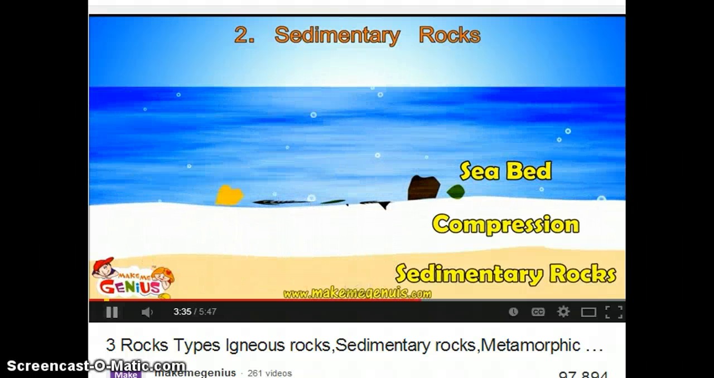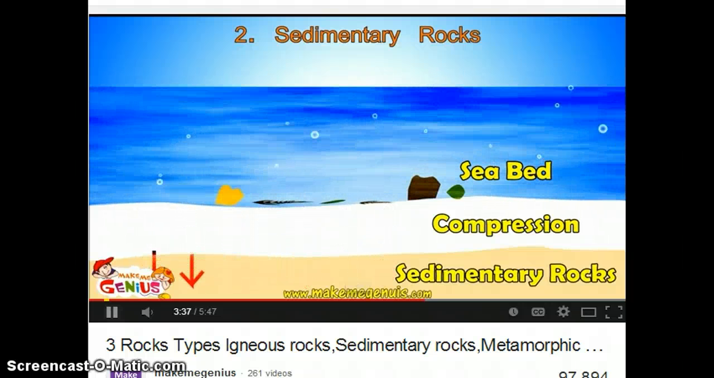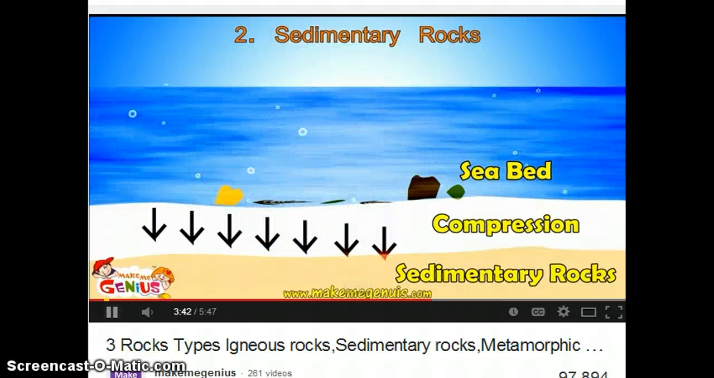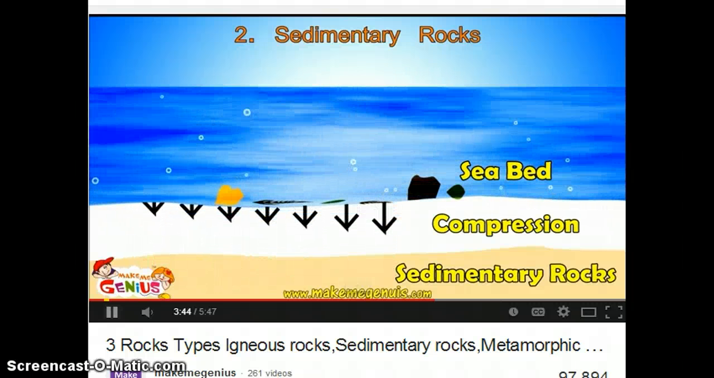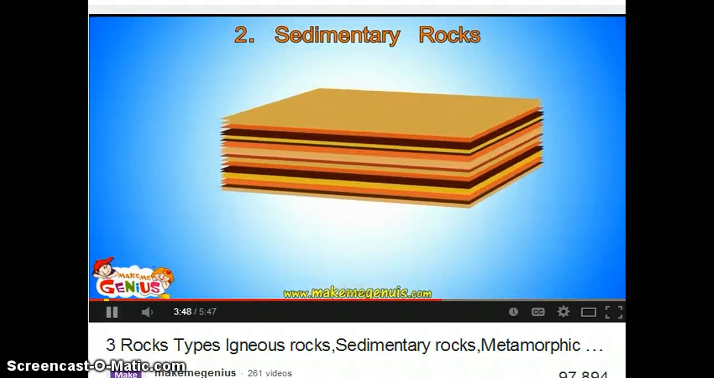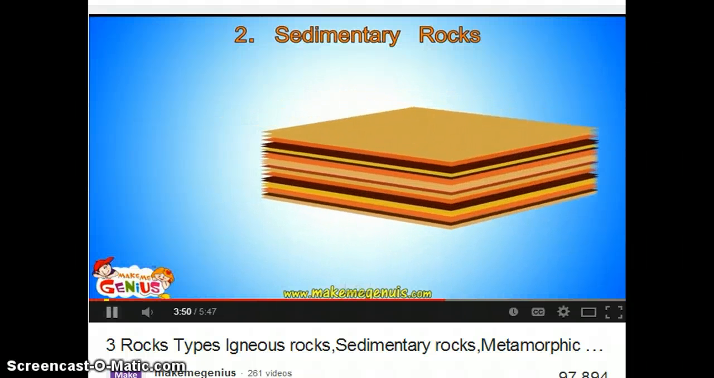As more and more of these particles settle on each other, they press each other and compression happens. The sediments at the bottom change into sedimentary rocks. This process takes thousands of years. Sedimentary rocks have very clearly different layers. These are known as beds or bedding planes.